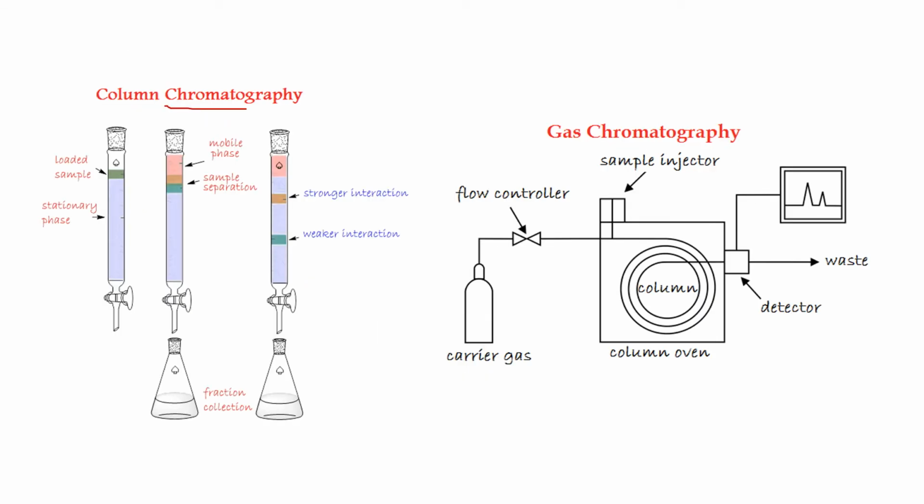Column chromatography, where we fill the column with a stationary phase like silica gel. We load the sample at the top and then elute with a solvent, the mobile phase. Again, the mixture will separate. The upper one has a stronger interaction and moves slowly, and this one has a weaker interaction with the stationary phase.